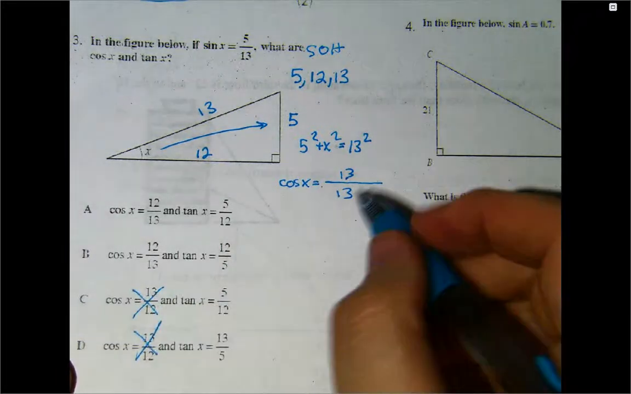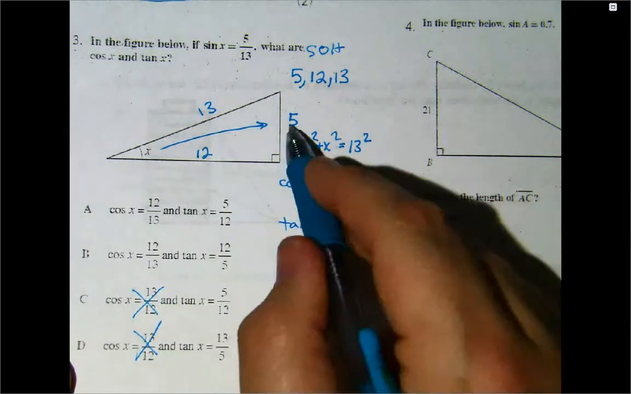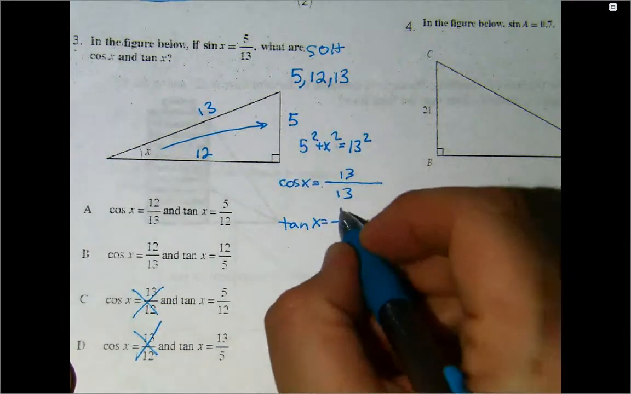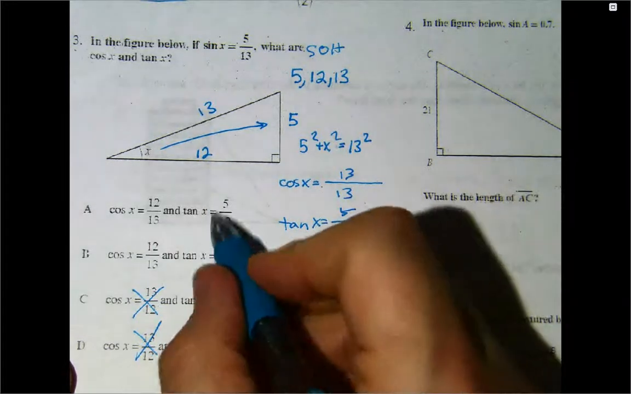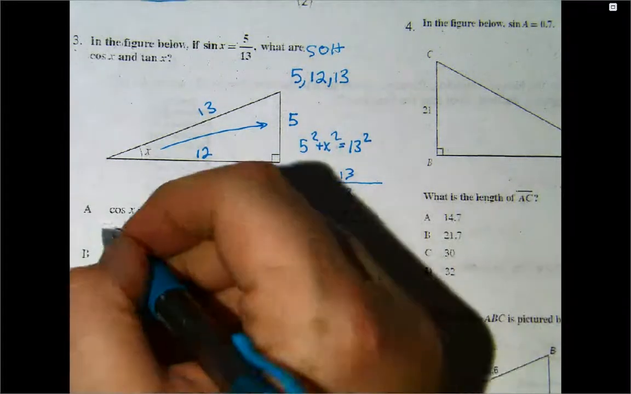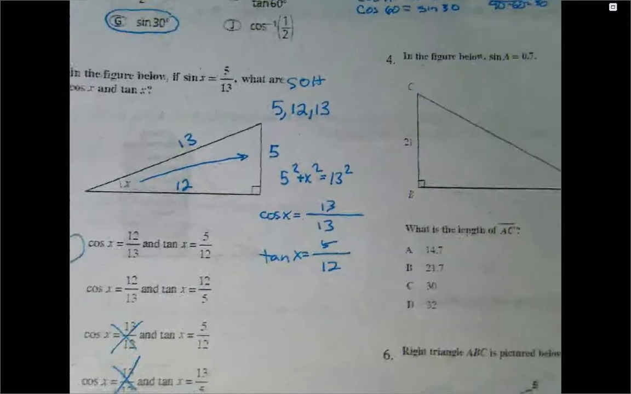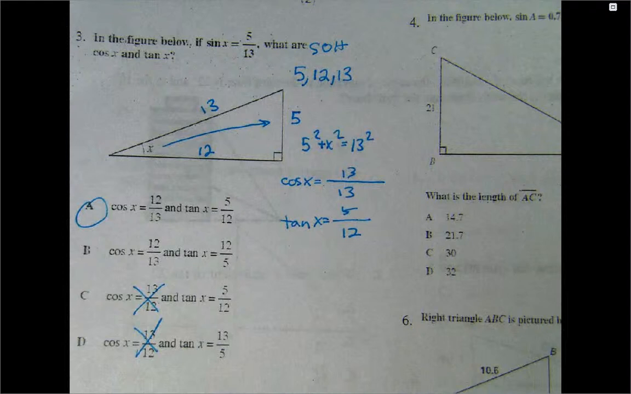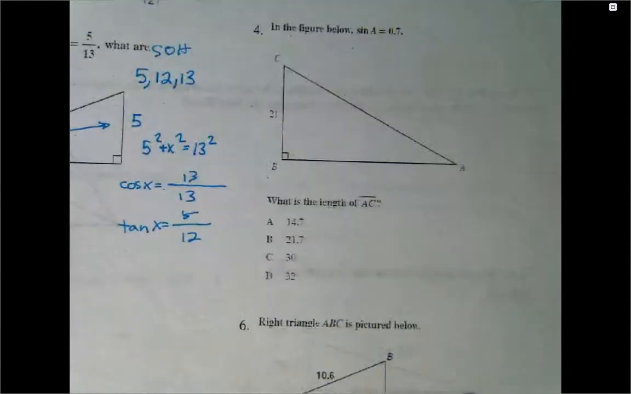Now the tangent of x has to be the opposite side. What's the opposite side? 5. Adjacent side is 12. So I need 5/12. That's my A. So you could use the Pythagorean theorem, but remember, for sine, you've got to be able to identify the opposite side. You've got to be able to identify the adjacent side for the tangent, or the hypotenuse, and everything. All right.